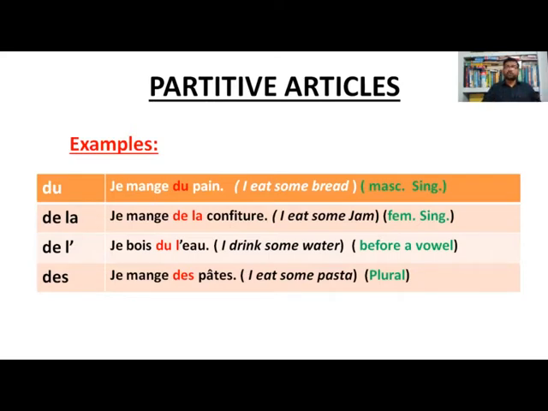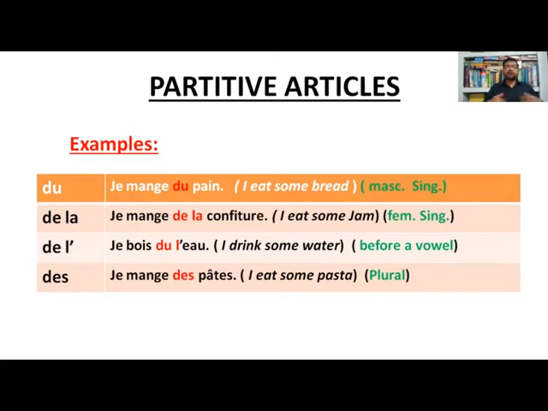Similarly, je bois de l'eau. I drink some water. Before a vowel, because eau, water, starts with a vowel, here we use l' with an apostrophe. So je bois de l'eau, I drink some water.